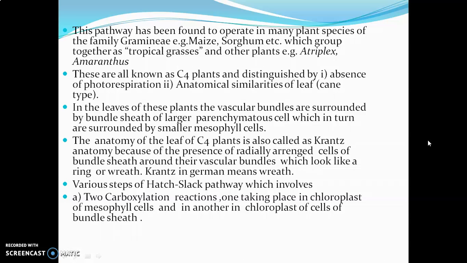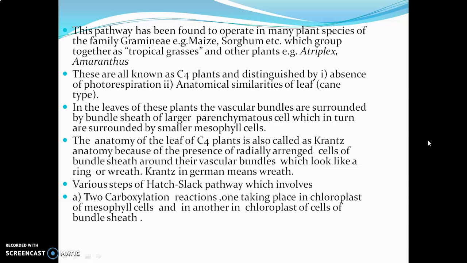But it is also found in many plant species of the family Gramineae, for example maize and sorghum, which are grouped together as the tropical grasses, and other examples such as Atriplex and Amaranthus. These are all known as C4 plants, distinguished by the absence of photorespiration and by the anatomical similarities of the leaf, that is, the Kranz type.